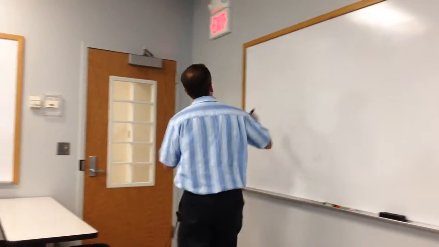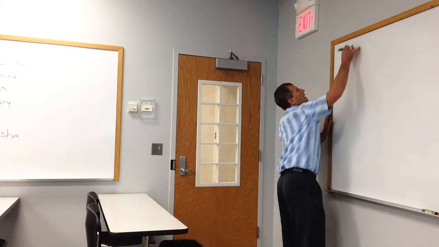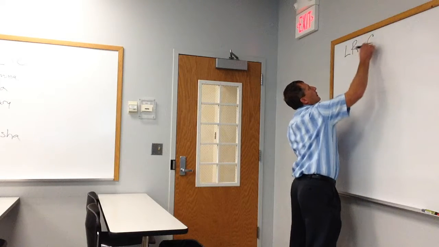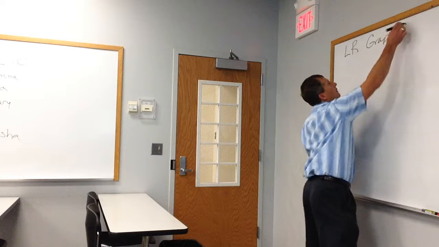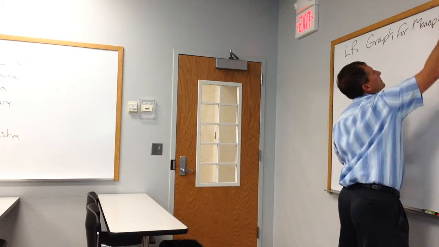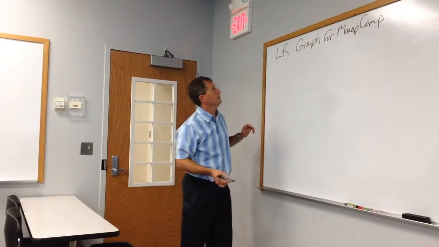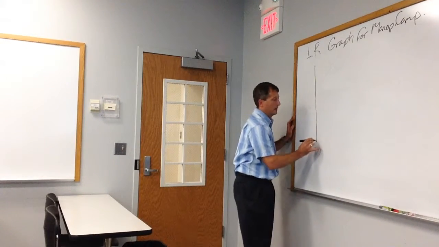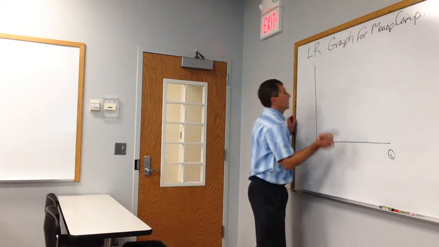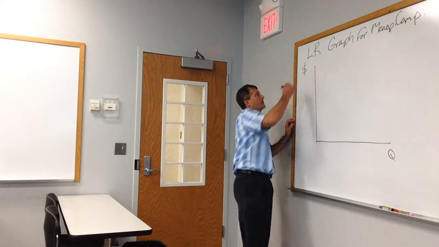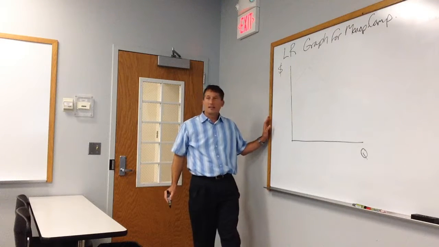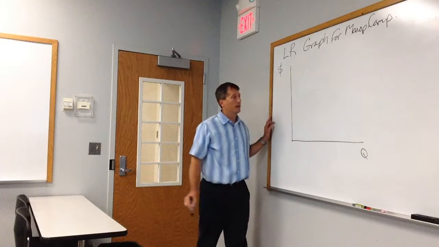So what I want to start you off with today is the long run graph for monopolistic competition. All right, so we've got quantity on the horizontal axis. We're measuring dollars here. Let's start off with the demand curve.